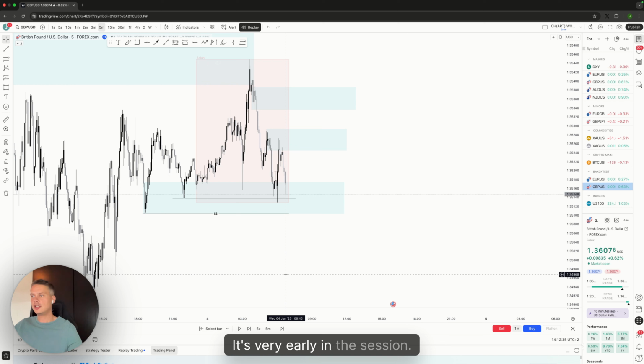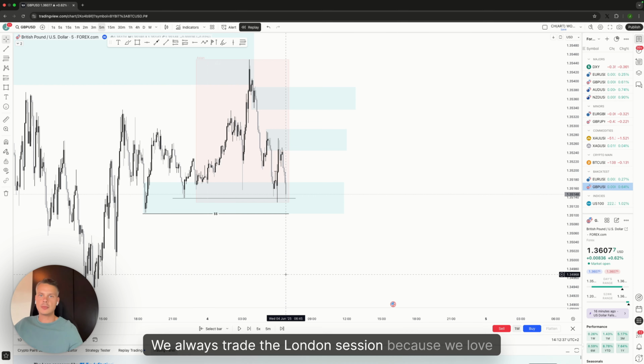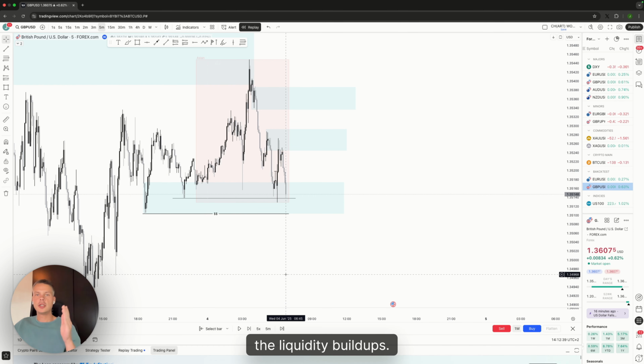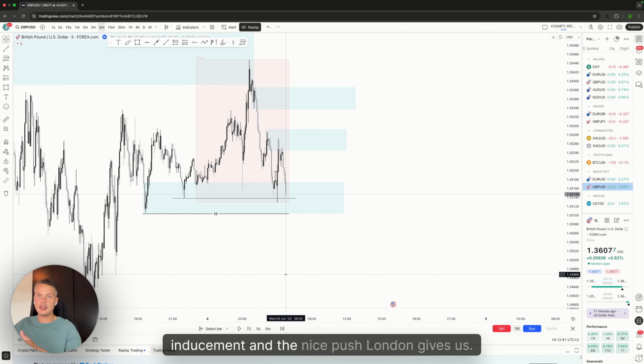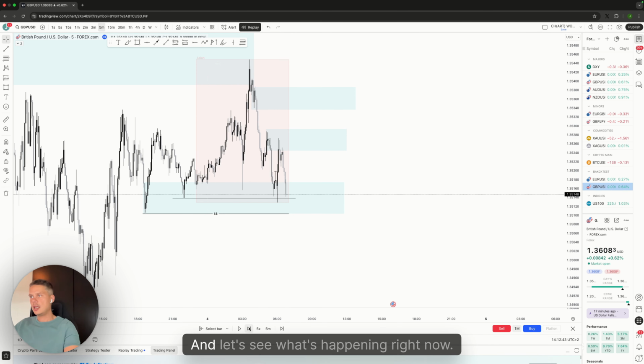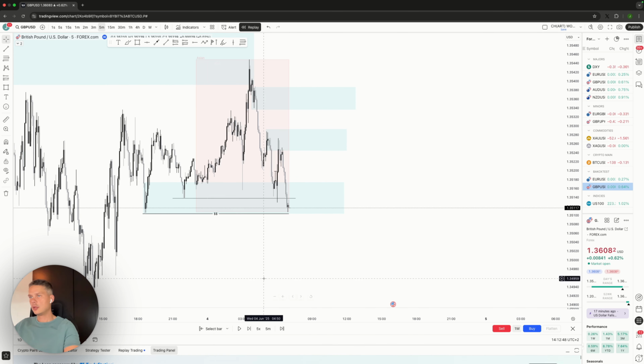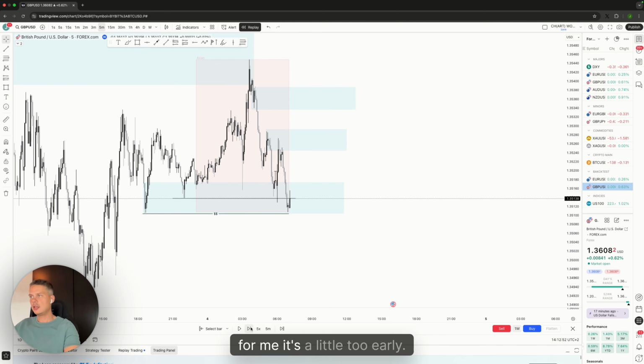It's very early in the session. We always trade the London session because we love the liquidity buildups, then the sweeps, inducement, and the nice push London gives us. And let's see what's happening right now. Okay, we see a reaction on that low. We see a spike up. For me, it's a little too early.